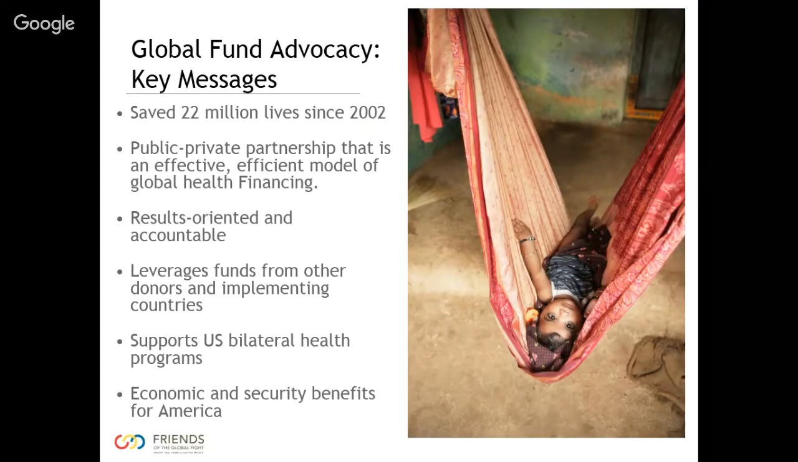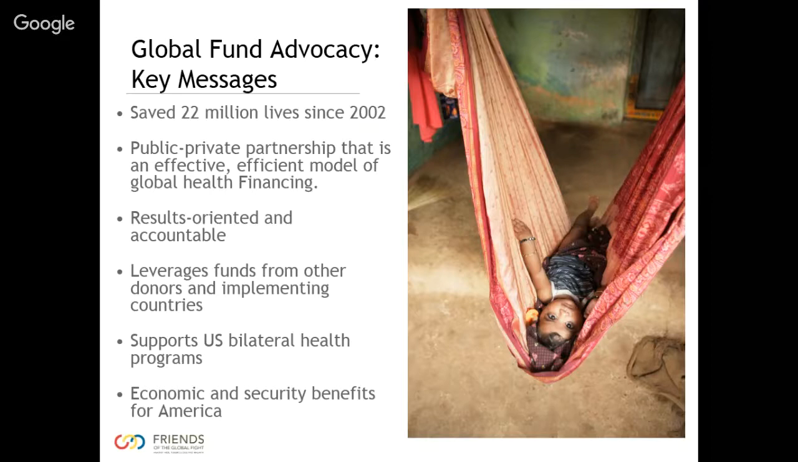In terms of the Global Fund advocacy messaging, the Global Fund is an efficient, effective model of global health financing. It's results-oriented and accountable. The Global Fund represents a new kind of funding approach that is transparent, results-oriented, and builds country ownership for the future.